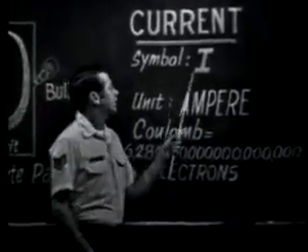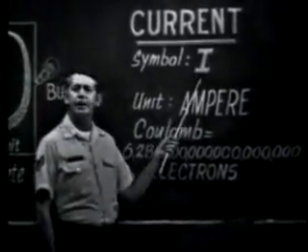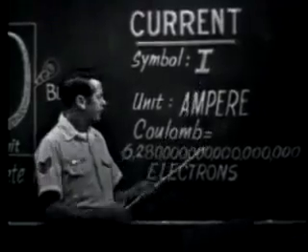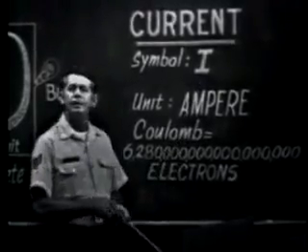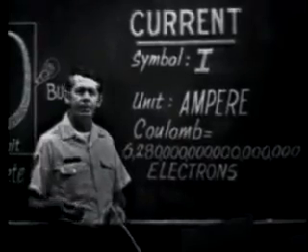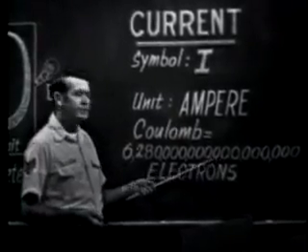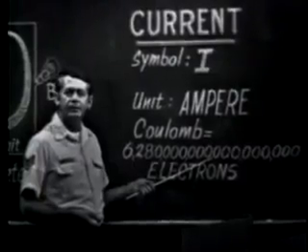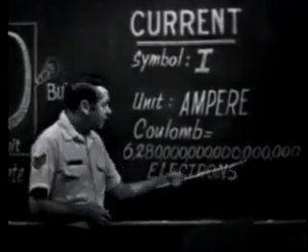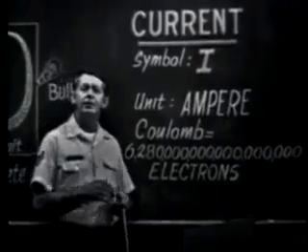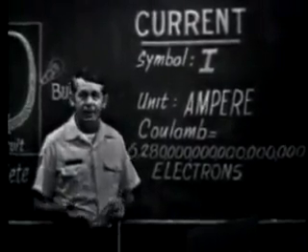Here are some terms associated with current that you should become familiar with. For example, the symbol for current is the capital letter I. A coulomb. That's a measure of the amount of current. Now, 1 coulomb is this many electrons. Now, of course, trying to count this many electrons would be like trying to count the grains of sand on a beach. It just isn't practical.